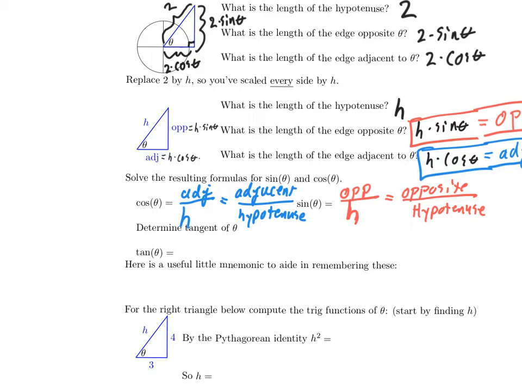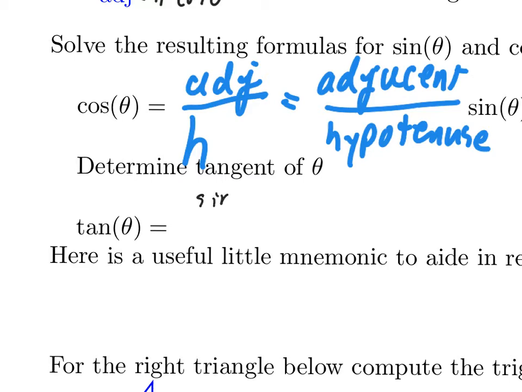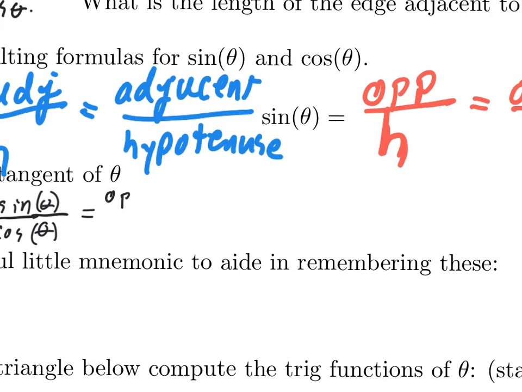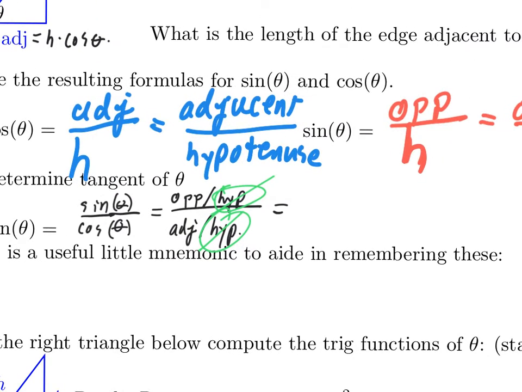And if you know sine and you know cosine, you can figure out tangent. Tangent is equal to the sine over the cosine of theta. And let's just use what we know. Sine is opposite divided by hypotenuse. Cosine is adjacent divided by hypotenuse. So when you divide both the numerator and denominator by the hypotenuse, those two things can cancel. So you're left with just opposite divided by adjacent.